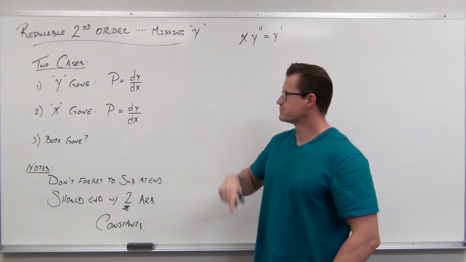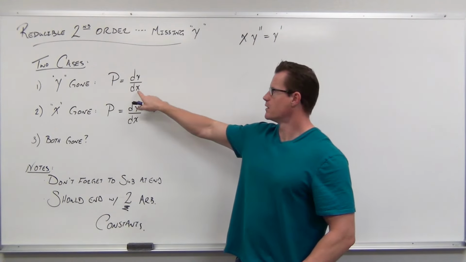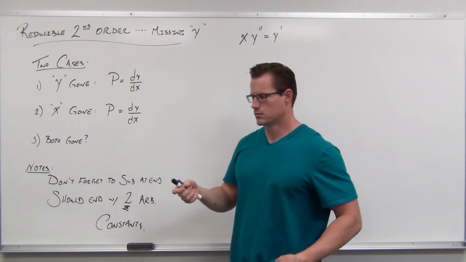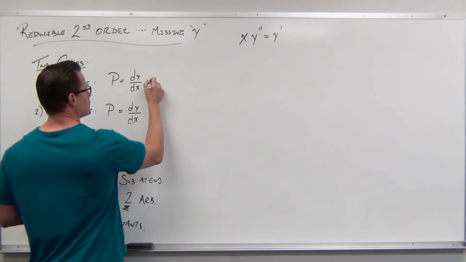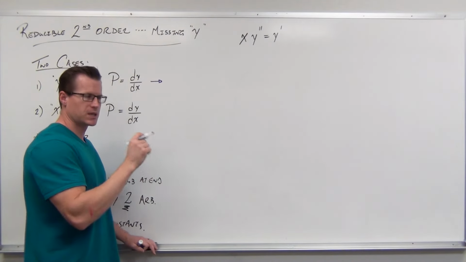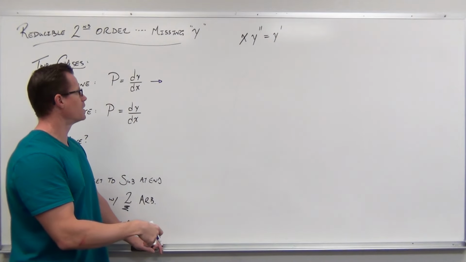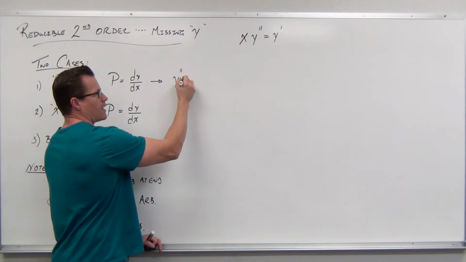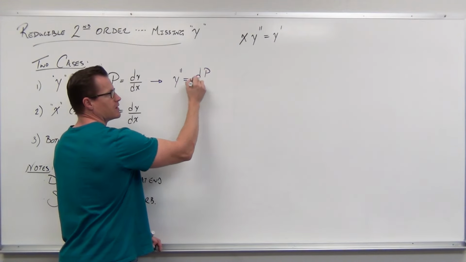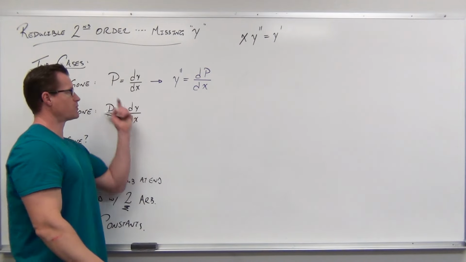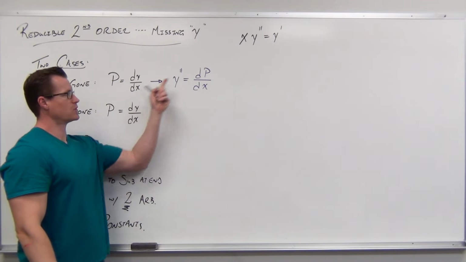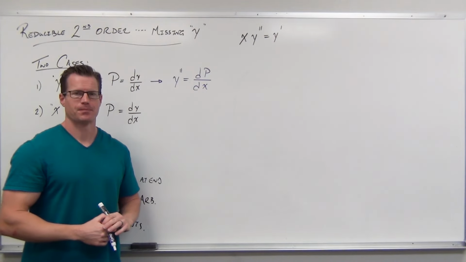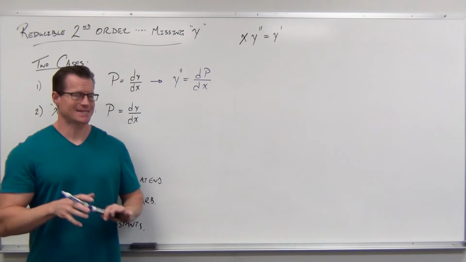So when we look at it, what if we were to call dy/dx, the first derivative of y with respect to x, just a variable? Well, then if p represents the first derivative of y with respect to x, then wouldn't the second derivative of y be represented as the derivative of p with respect to x? I mean, if p represents the first derivative, then the derivative of p would represent the second derivative, and that's exactly what we're going to do. And you go, wait a minute, it's that easy? Yep, that's it. If y is missing, it's that easy.